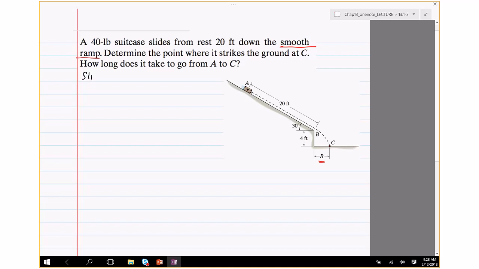So sliding motion from A to B, and then projectile motion from B to C. Okay, so let's do A to B.